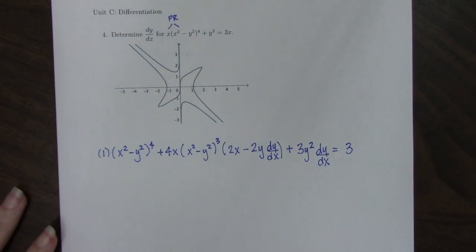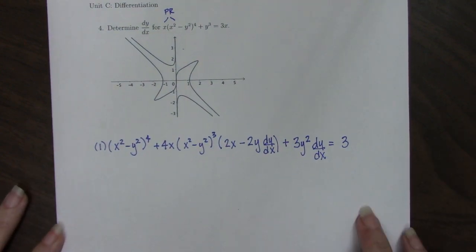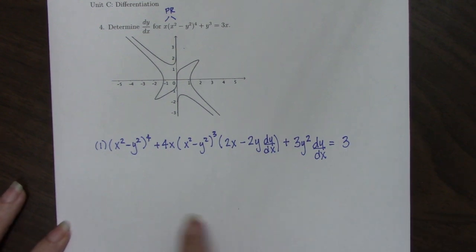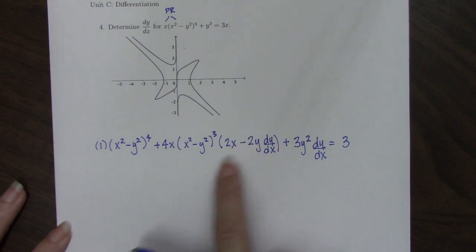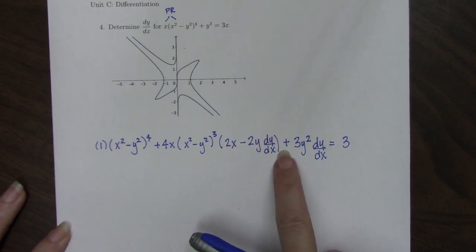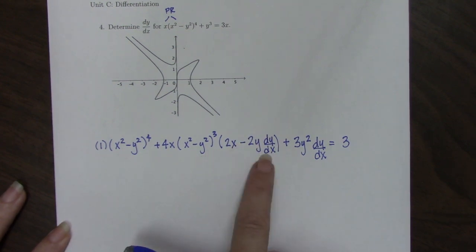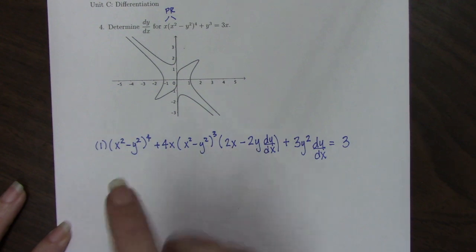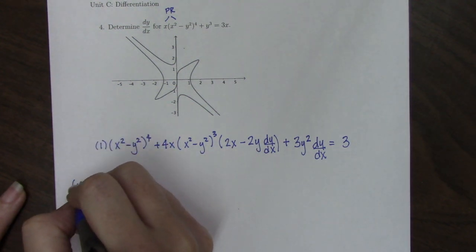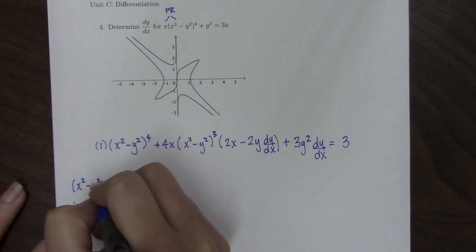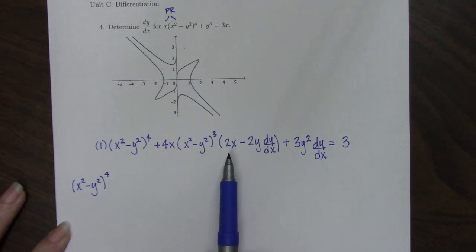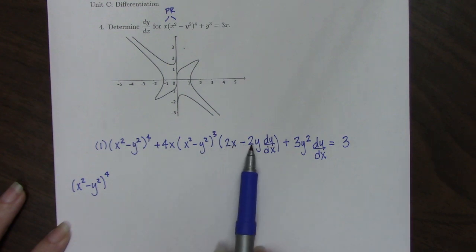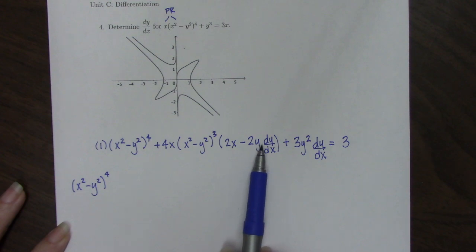Now we have to do some algebra and solve this for dy/dx, but I can't just start shifting terms yet because this dy/dx is trapped inside these parentheses. So I need to make one more pass across the left side of this equation and split this apart. The first term is just x squared minus y squared raised to the 4th. But for the second term, I need to multiply all of this by 2x and then multiply everything by negative 2y dy/dx.